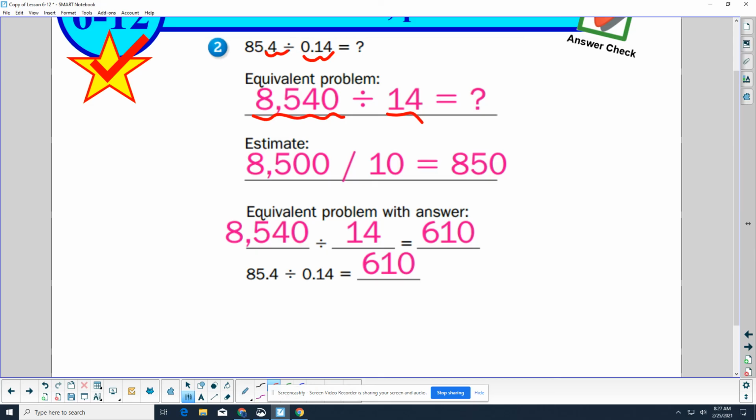And again, you want your estimate to be where you could do mental math for that part. You don't want it to be too high. And so then they did 8,540 divided by 14, and they got 610. And you can see there's no decimal there because whenever we changed our equivalent problem, the decimals were taken away.